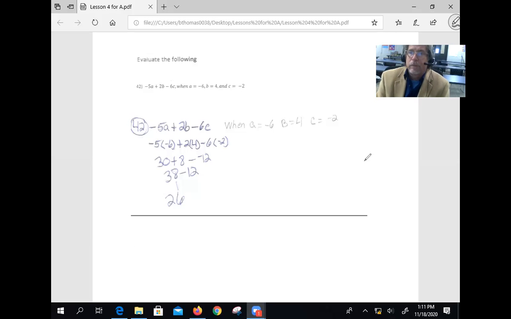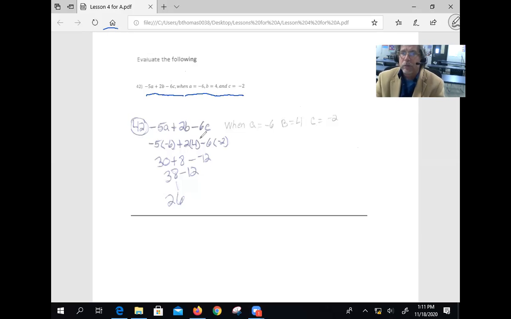So this is, I believe, in lesson 4, question number 42. You're supposed to evaluate the following. So the problem was we have -5a plus 2b minus 6c, and we want to evaluate that when a is equal to -6, b is equal to 4, and c is equal to -2.